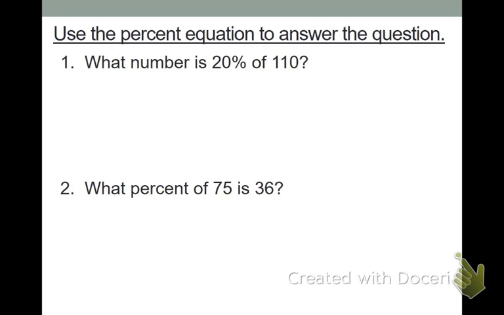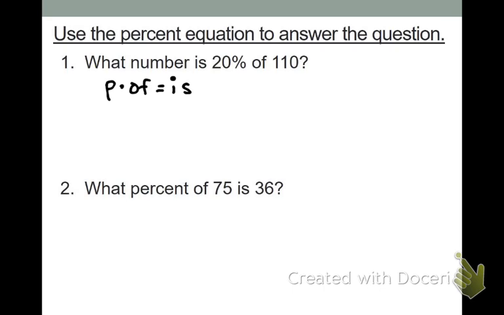Number one says, what number is 20% of 110? So we're going to start off with our formula. What's the brand new percent equation formula we learned today? P times of equals is. Do we know what the P is? Yes, 20%. Now if you remember in the notes I said change that percent to a decimal. When you change 20% to a decimal, what do you get?